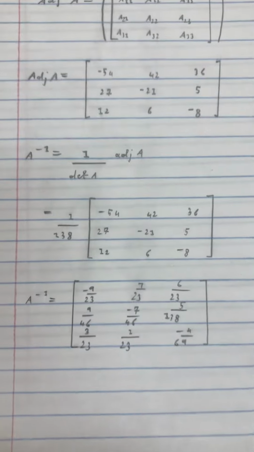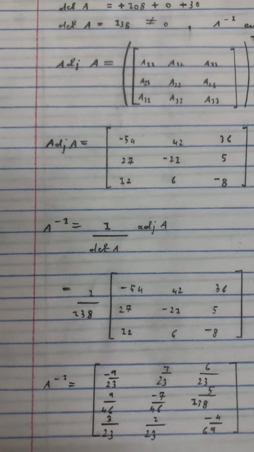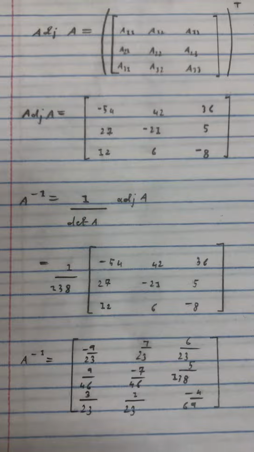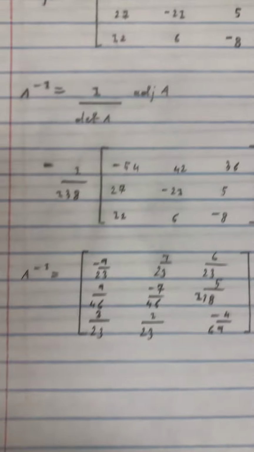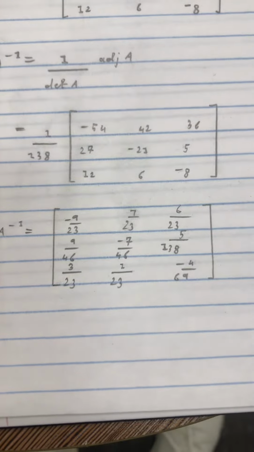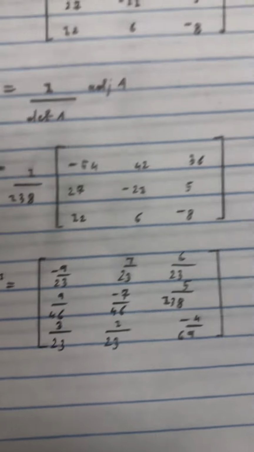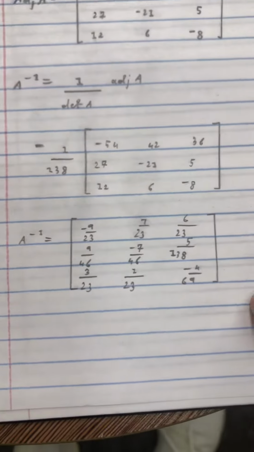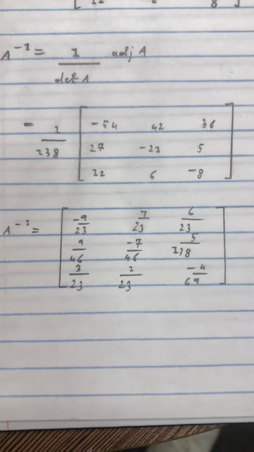The next step is finding A inverse using the adjoint of A and the determinant of A, where A inverse is equal to adjoint A divided by the determinant of A. So what we've done in our next step is divide each entry of the adjoint of A by our determinant 138, and in the next step we've reduced the fraction to the simplest form to get A inverse.